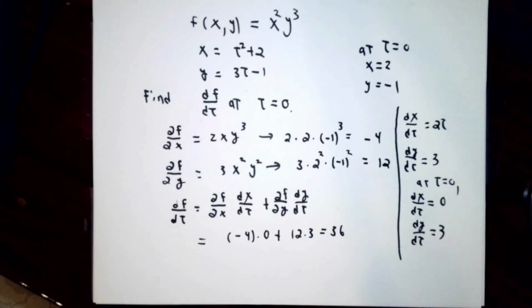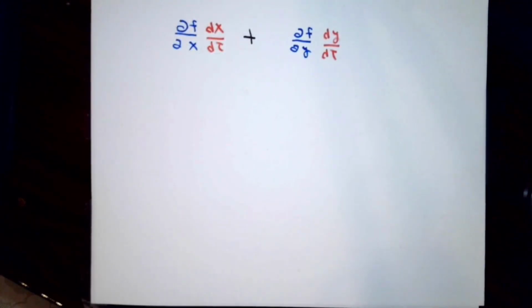In the situation that we find ourselves, the function is getting bigger at a rate of 36 units of function value per unit of t right at the point of interest. I'm going to make one more comment and then we'll continue talking about this issue in the next video.